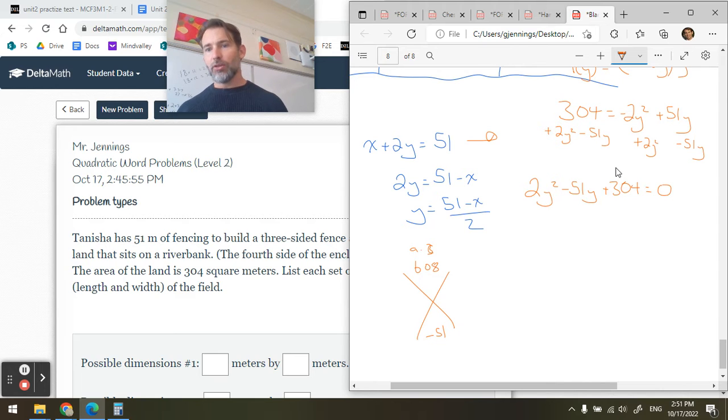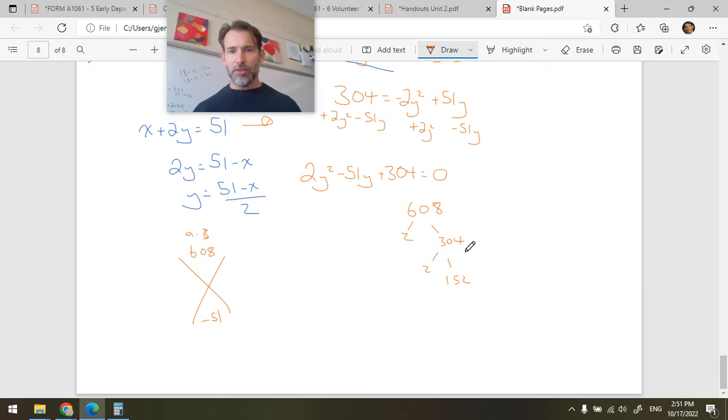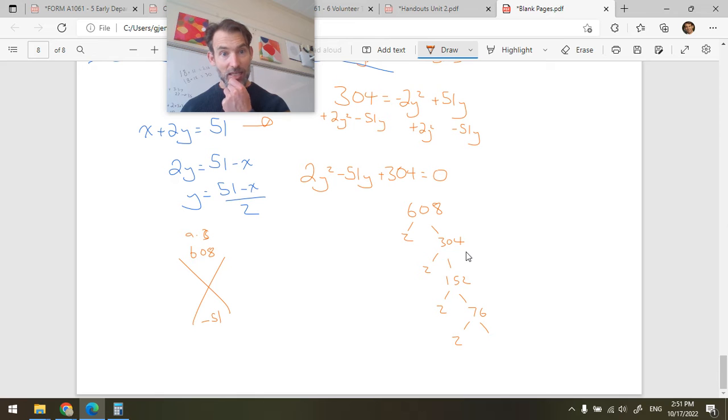Hoo-wee. So let's do a factor tree for 608. 608 factors down to 2 and 304. 304 factors into 2 and 152. I need more space here. Oh my goodness, this is quite a problem. 152 factors into 2 and 76. 76 is 2 and, half of 76 is, oh my goodness, 38, and then 2 and 19.